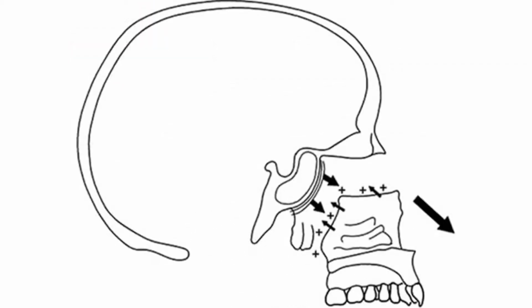Maxilla grows in a downward and forward direction, and this is accomplished in two ways: by push from behind created by cranial base growth, and by growth at the sutures. Since the maxilla is attached to the anterior end of the cranial base, lengthening of the cranial base pushes it forward. Up until about age 6, displacement from cranial base growth is an important part of the maxilla's forward growth.